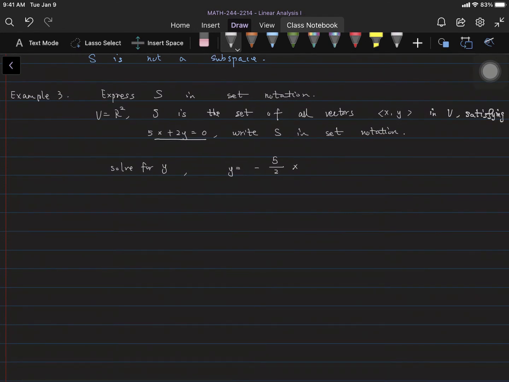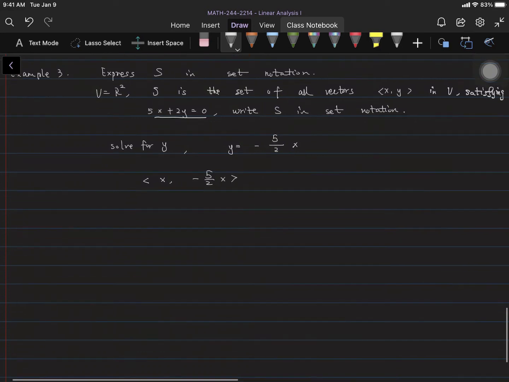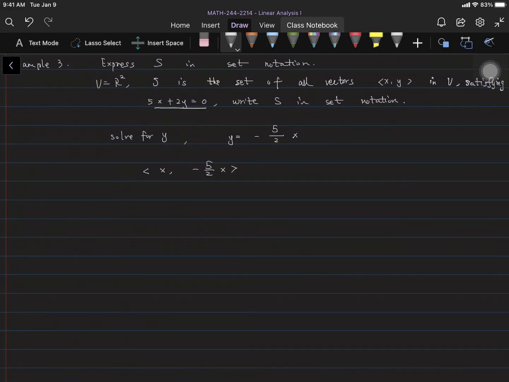So let's write down all the vectors. The vectors we write down should look like x and what is y? Like this one. Is that right? All the vectors should have this kind of form, x and y. So let's try to write down S. S equals what? All the vectors belong to R2, and all the vectors have this form: x, negative 5 over 2 times x, where x belongs to R. So this is the set notation.